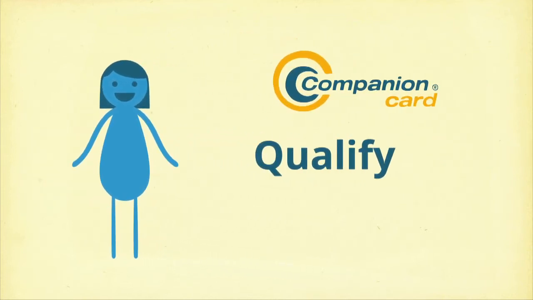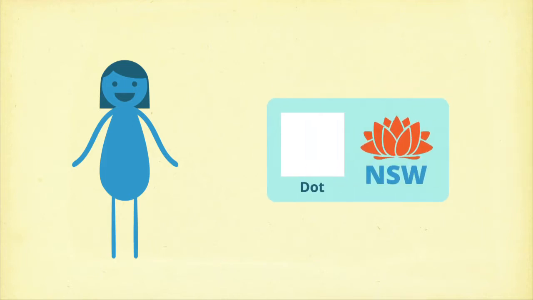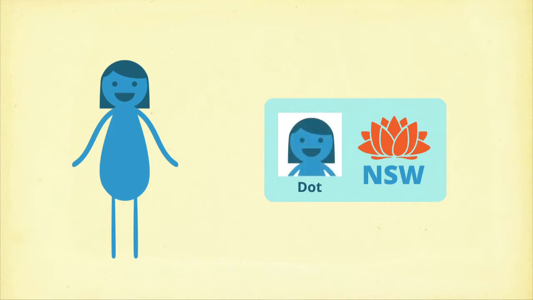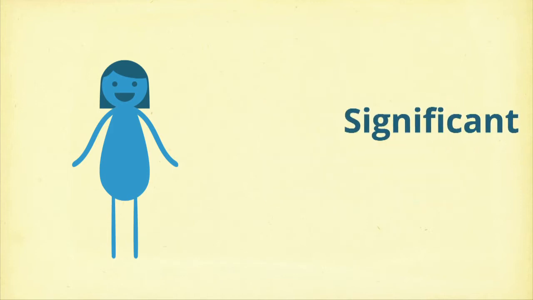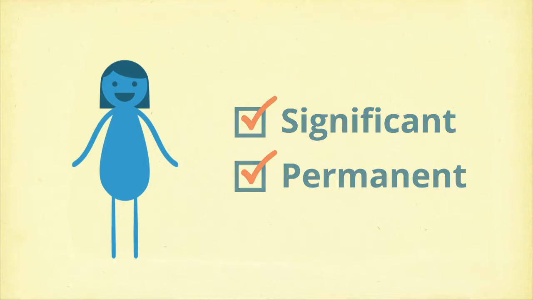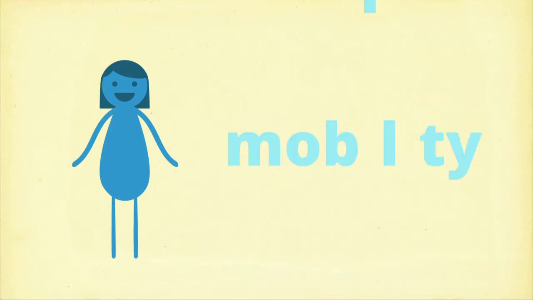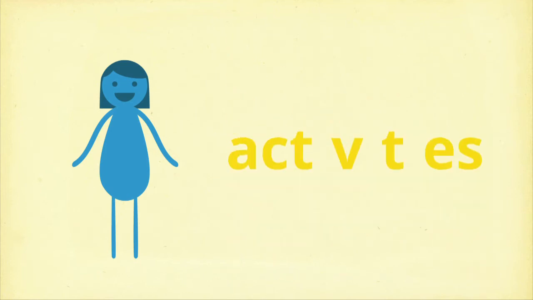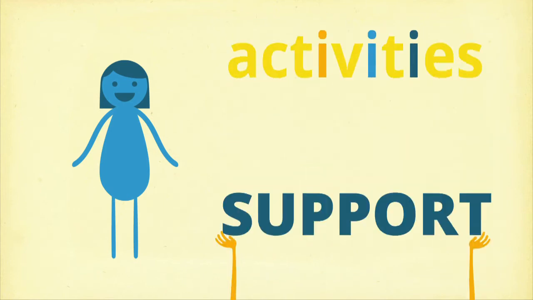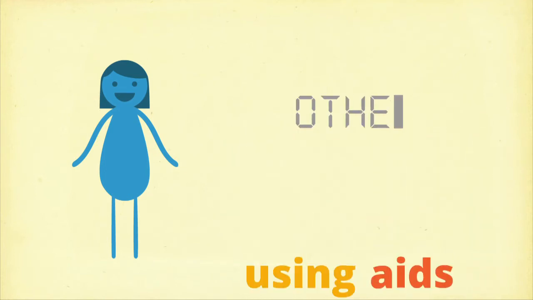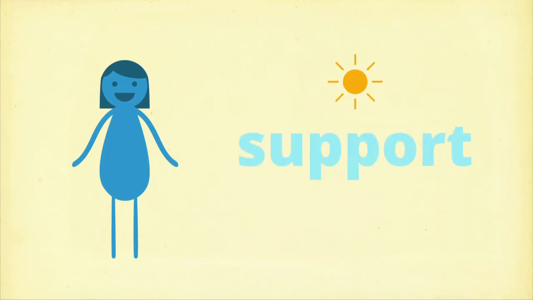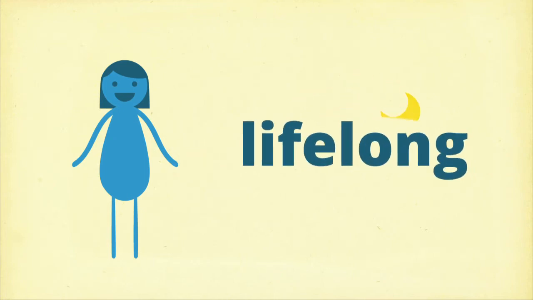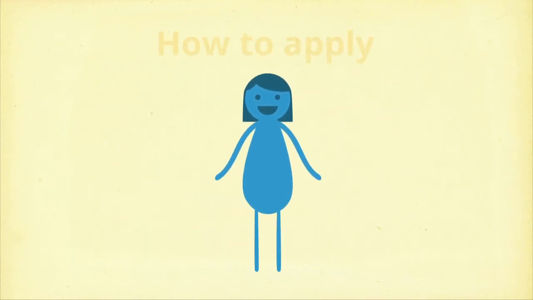The first step is you need to qualify for a companion card. To do that, you need to show us that you're an Australian citizen or resident and you live in New South Wales. You have a significant and permanent disability. You need significant support with your mobility, communication, self-care and planning to get to most venues and take part in most activities in the community. You can't get that support by using aids or other technologies, and your need for this type of support will be lifelong. Now that we know who qualifies for the companion card, let's focus on how to apply.